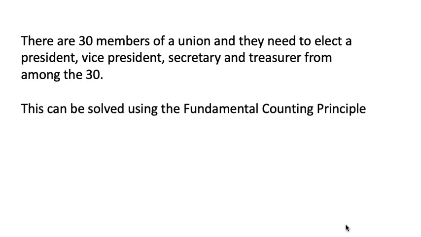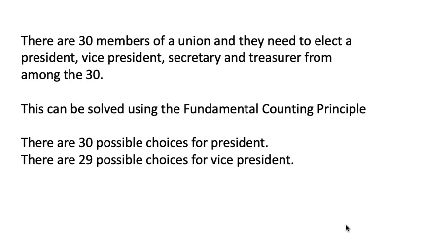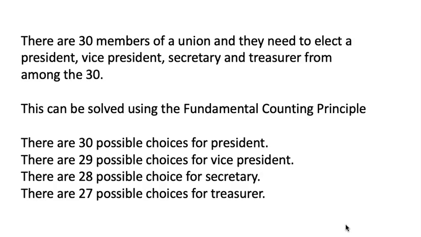Well, we can answer that question using the fundamental counting principle. So 30 possible choices for president. Every person in the union is eligible. But once that person is chosen, we only have 29 possible choices for vice president. Once those 2 people are chosen, there's only 28 choices for secretary and 27 choices for treasurer.